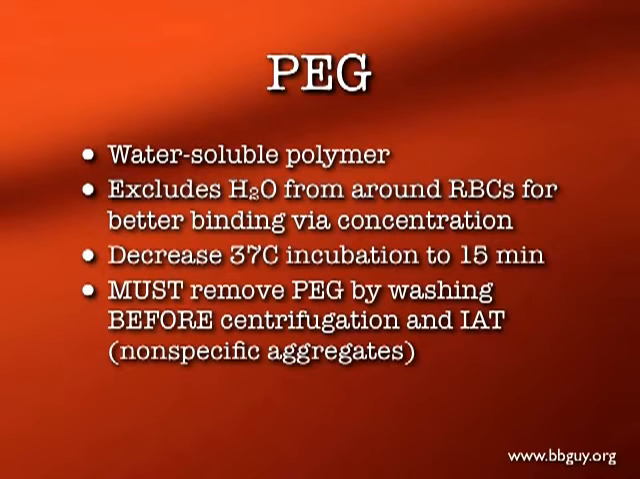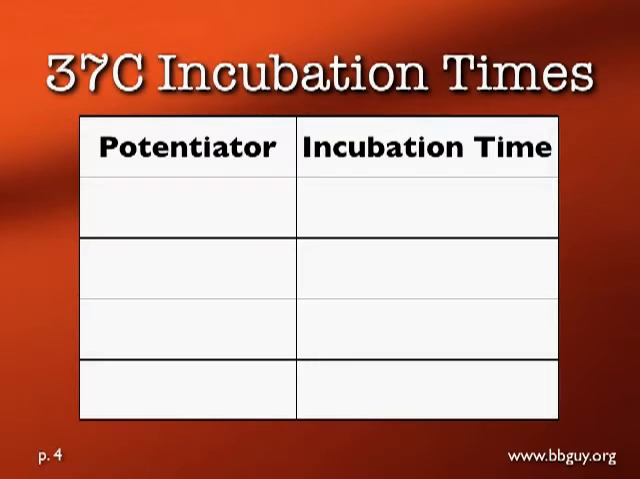The important thing you have to remember about PEG is that PEG causes nonspecific agglutination at the 37-degree phase. So most labs that do PEG testing will not even do a 37-degree phase. You certainly have to remove the PEG before you go to the indirect antiglobulin phase because you will get nonspecific agglutinates.